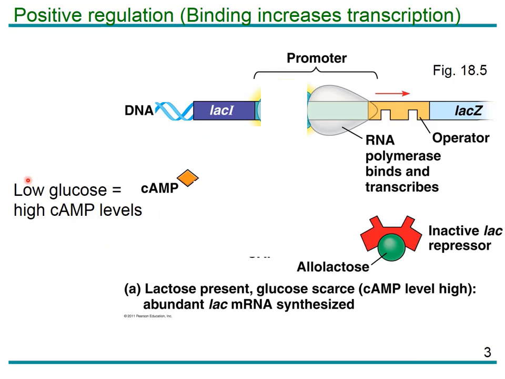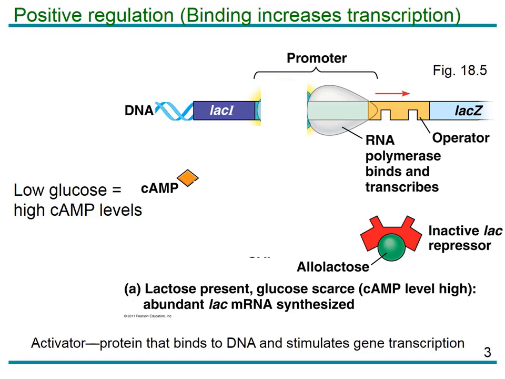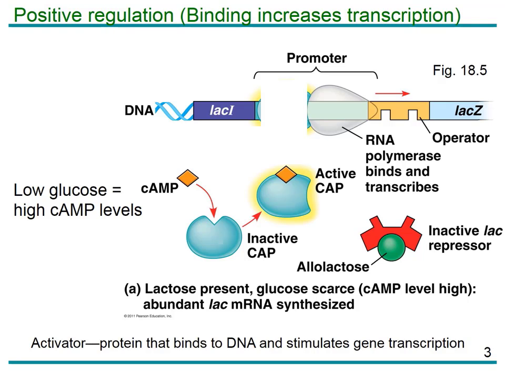When we have low levels of glucose in the cell, we have high levels of cyclic AMP. These high levels of cyclic AMP are going to activate the CAP protein. CAP stands for the catabolite activator protein. CAP is an activator. It's a protein that's going to bind to our DNA and stimulate gene transcription. So our cyclic AMP is going to activate our CAP. It binds to an inactive CAP, thereby activating CAP. The CAP then binds to the DNA, and this is going to increase the affinity of RNA polymerase for the promoter. So it's going to increase the amount of RNA polymerase activity.